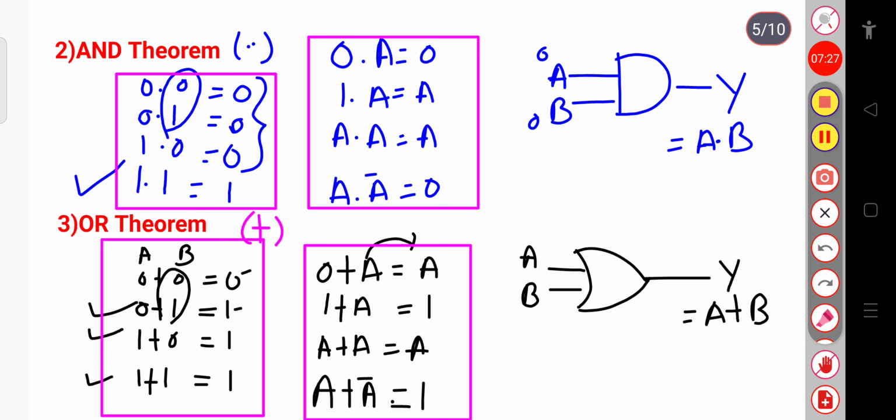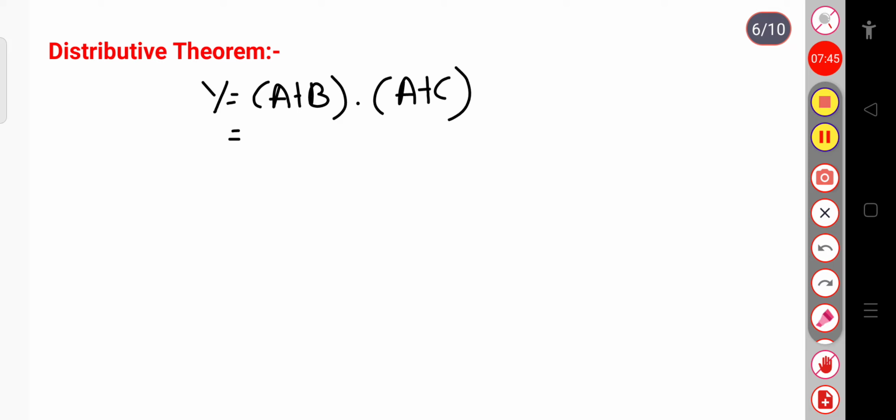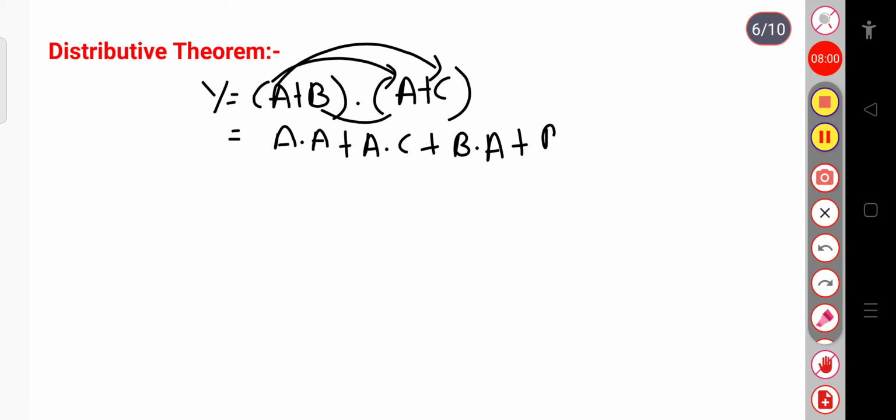Now let us see the distributive theorem. Suppose I am considering the output Y equal to A plus B, AND A plus C, that is, A plus B into A plus C. That becomes A into A, plus A into C, plus B dot A, and plus B dot C. If I solve this, you know A into A, or A dot A, is equal to A, plus A dot C is nothing but AC, B dot A is nothing but AB, and B dot C we can write as BC.